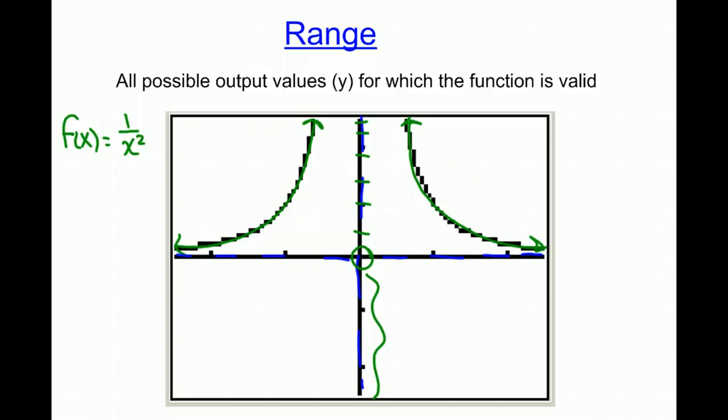So our range will be all real numbers such that f of x has to be greater than 0. It can't equal 0 because we're missing that value because there's an asymptote there. So it can't be equal to, so it just has to be greater than 0.